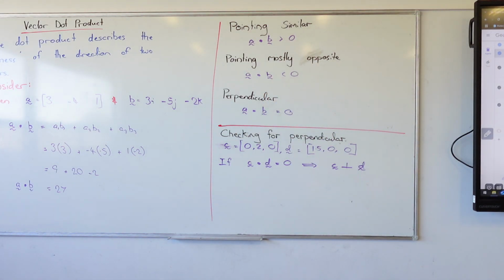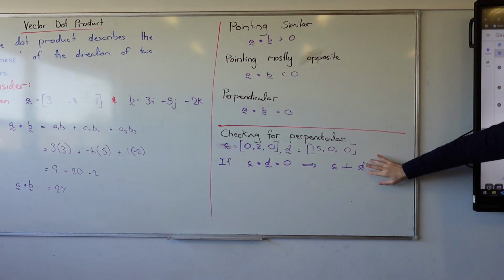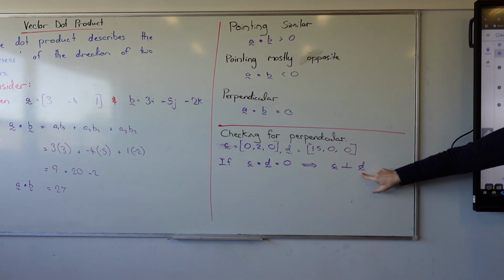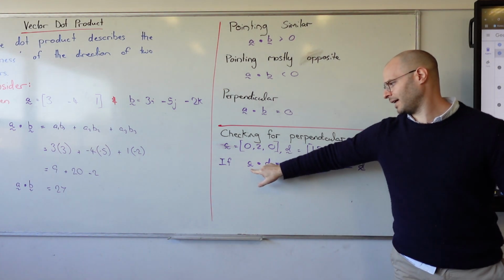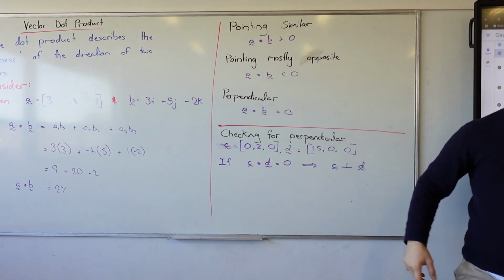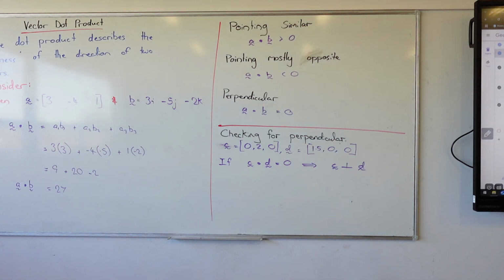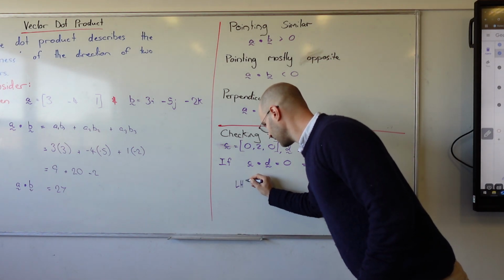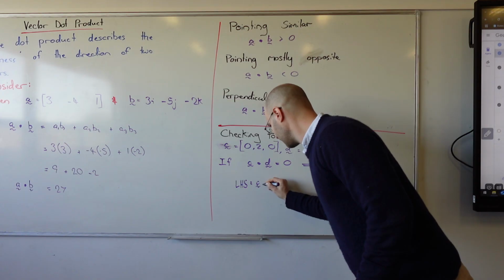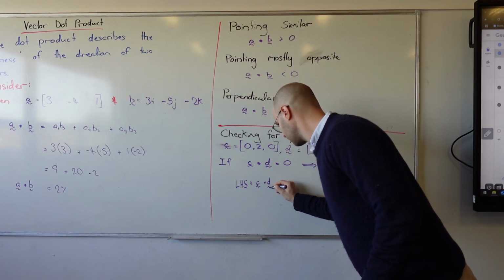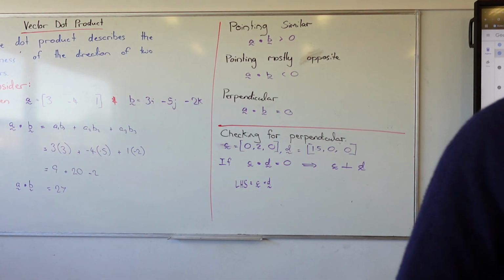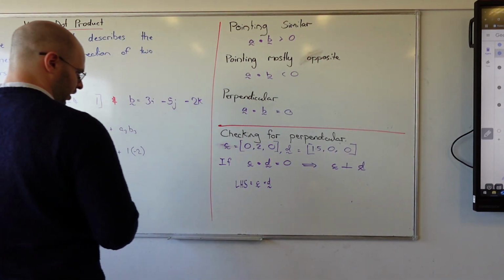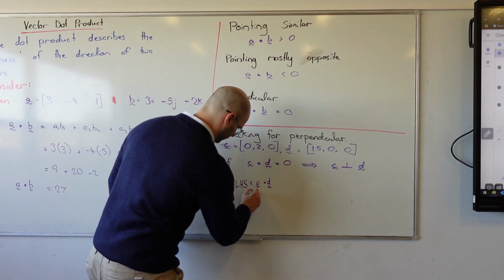Alright, if we wanted to check whether these two vectors were perpendicular, we'd go for this relationship here. Vector C is perpendicular to D if vector C dot vector D equals 0. How do we check this? Dot product. LHS equals C dot D. Normally I would put in the values here, but we're limited on space, so we're going to use the calculator.